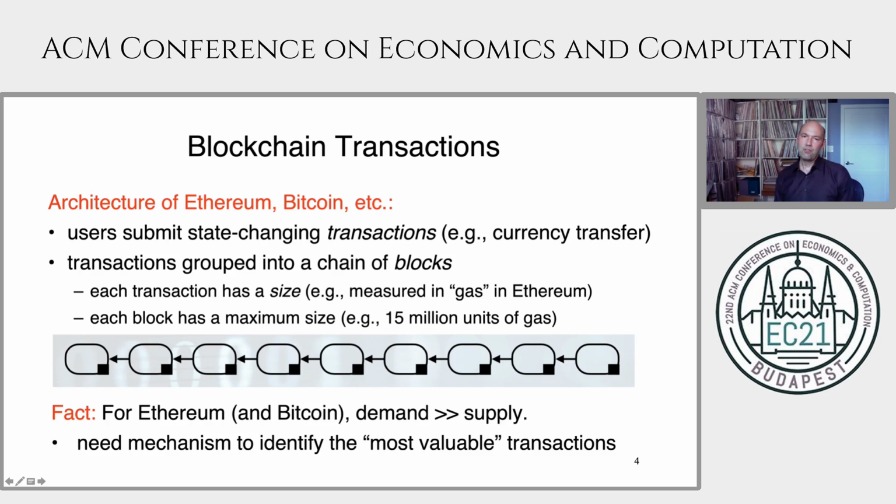Now, for successful blockchains like Bitcoin and Ethereum, demand is way bigger than supply. So there's way more than 500 transactions per 13 seconds that would be highly interested in being executed on the Ethereum blockchain. So we have a scarce resource, which is the real estate on a successful blockchain. And so we need a mechanism to figure out, of all of the transactions that would be happy to be included, which ones are actually going to get included. That is a mechanism design problem.